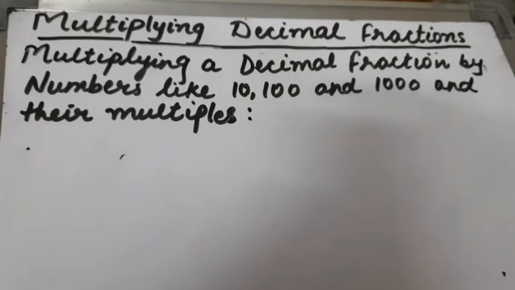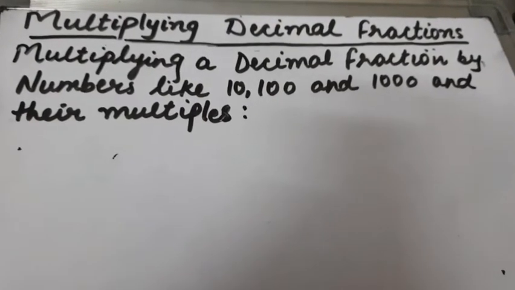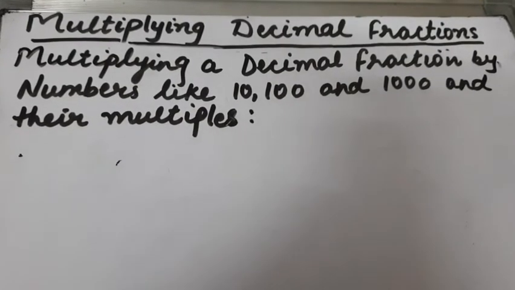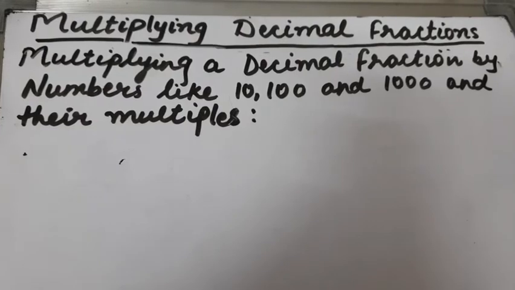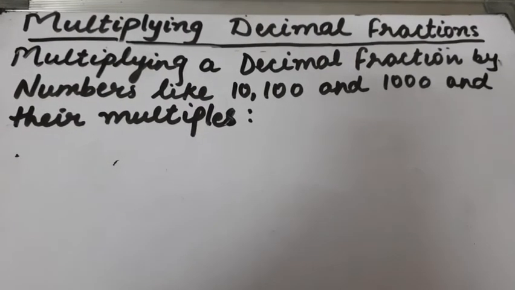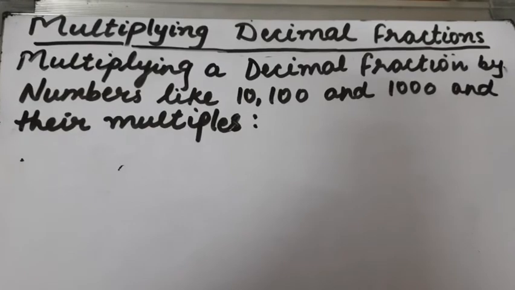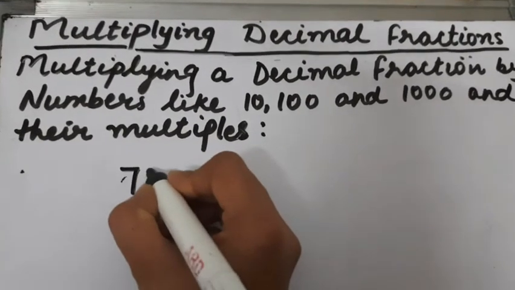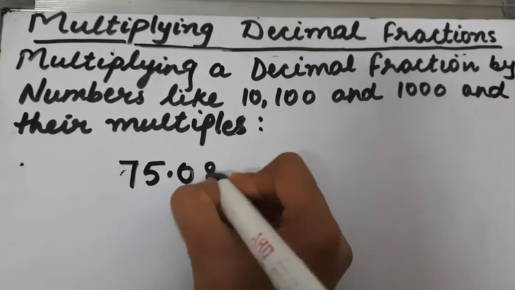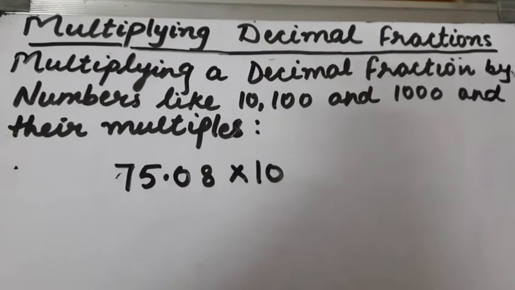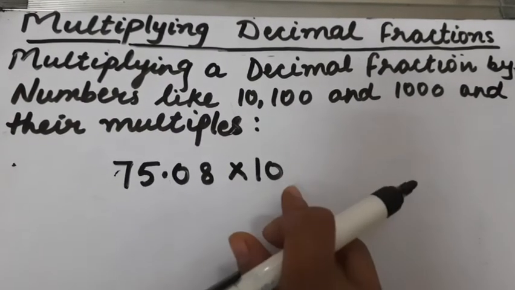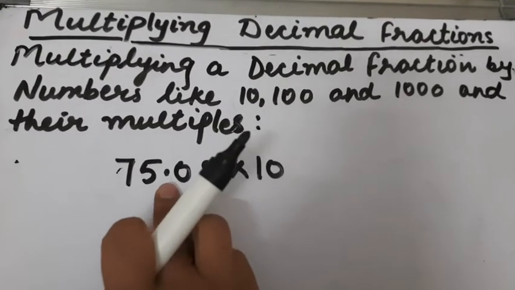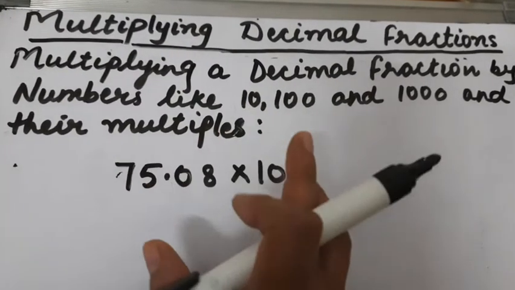Next is multiplying a decimal fraction by numbers like 10, 100 and 1000 and their multiples. So what we do, when a decimal is multiplied by a number like 10, 100 or 1000, its decimal point gets shifted right as many places as there are zeros in the multiplier. See, suppose I have to multiply 75.08 by 10. Okay, how many zeros are there? 1 zero. So the decimal point will shift 1 place to the right.